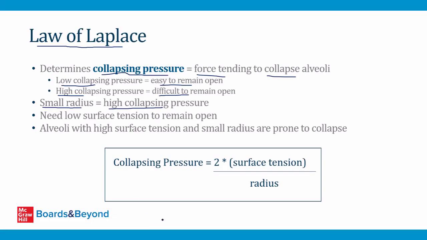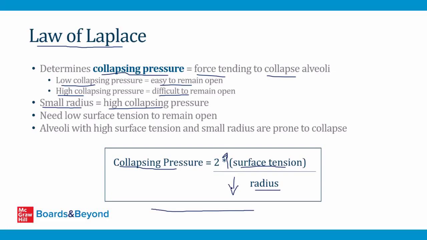And so all this makes a lot more sense if you look at the equation at the bottom of the slide here, which is the equation for collapsing pressure. It's equal to 2 times the surface tension divided by the radius. So alveoli with a high surface tension and a small radius are the ones that are most prone to collapse.